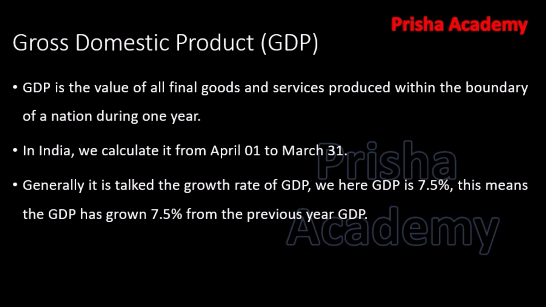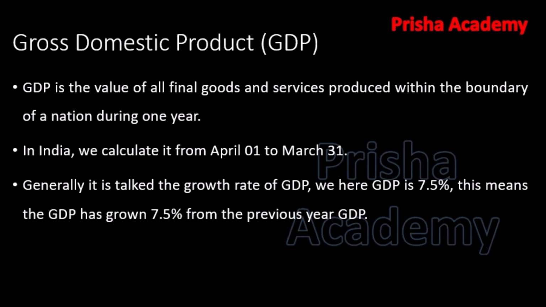Then the gross domestic product. GDP is the value of all final goods and services produced within the boundary of a nation during one year. So GDP is the value of goods and services produced within the boundary of the nation, so we do not include the income from overseas. In India, we calculate it from April 1st to March 31st.